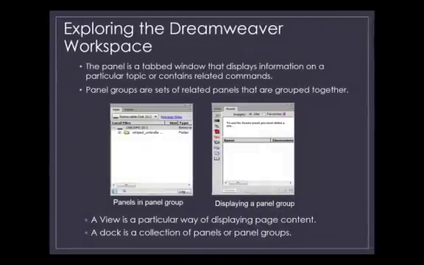When we're looking at the different groups, we have what are called panels, and these are just these tabbed windows here that display information on a particular topic. When they're grouped together like this, it's called a dock, and it's basically just a collection of different panel groups. You can move your docks around by clicking on this top bar here and then just moving it into whatever position you would like.